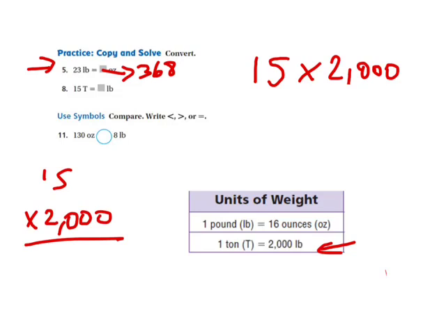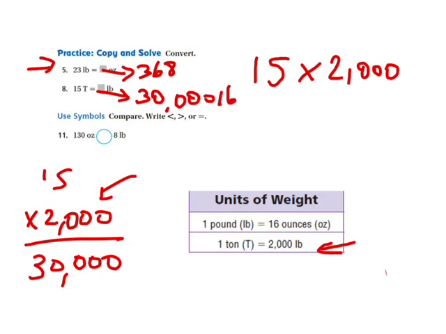And I'm going to ignore these zeros here and put them at the end of my answer when I'm done. So 15 times 2 is 30. Then I add these 3 zeros, and I have 30,000. So 15 tons equals 30,000 pounds. And this is ounces.